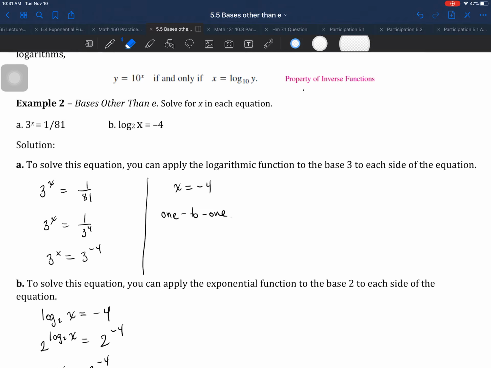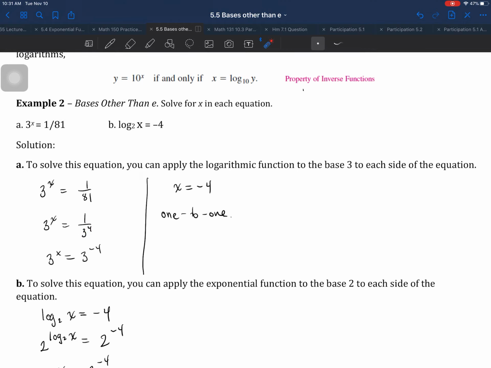We can use here what we call the one-to-one property. That means that we compare the left side and the right side one by one, and we should be able to create an equation from it. So what I did here is I rewrote 81 in the form of an exponential base 3.